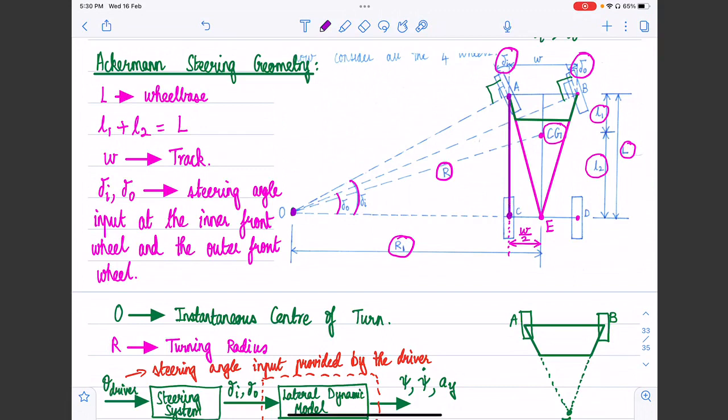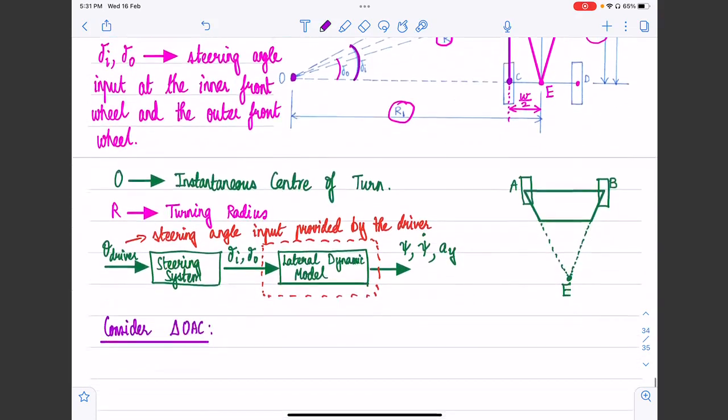If we consider triangle OAC, immediately we can see that this angle, angle AOC, is delta I. So immediately I can write tan delta I to be AC by OC. AC is the wheelbase L, and what is OC? What do you think will be OC in terms of other variables indicated in this figure? R1 minus W by 2. Very good, R1 minus W by 2.